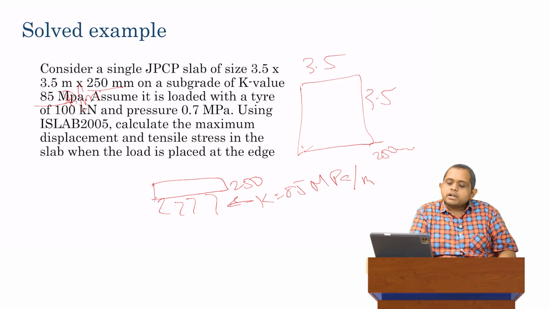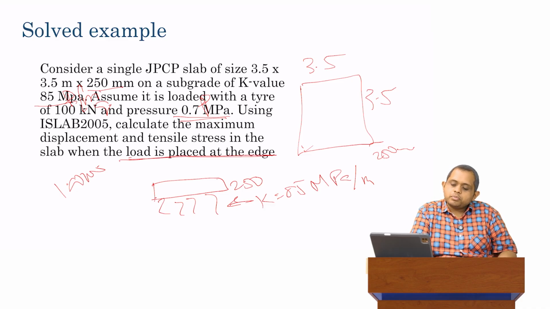Now, assume that it is loaded with a tire of 100 kilonewtons and a pressure of 0.7 megapascals. So we are given a tire. We don't know what the cross section is. We'll talk about that a little later. But we are basically given that it's 100 kilonewtons. That's the load. And then the pressure is 0.7 megapascals. Using ISLAB 2005, calculate the maximum displacement and tensile stress in the slab when the load is placed at the edge.